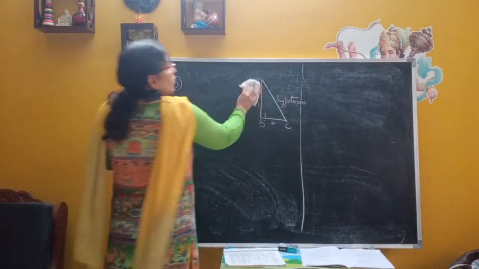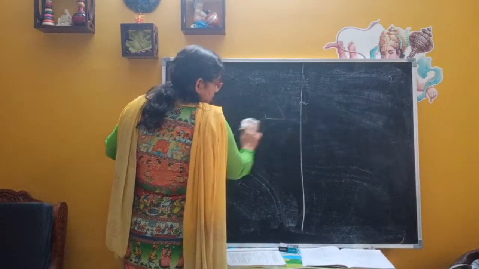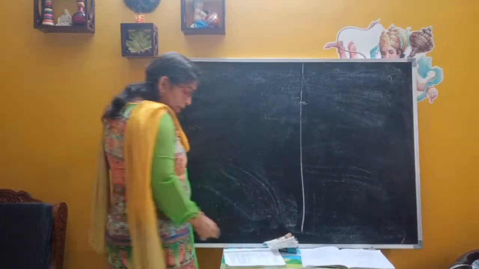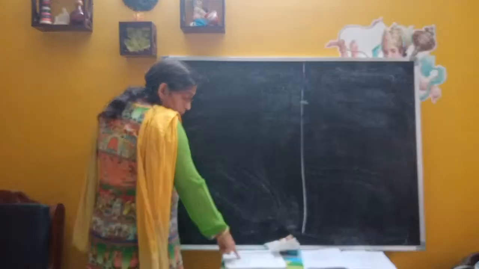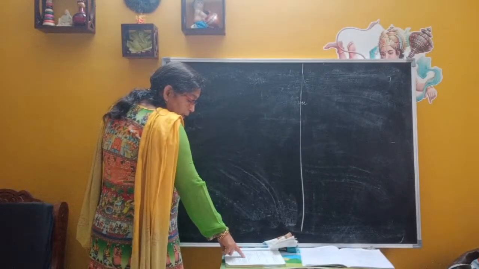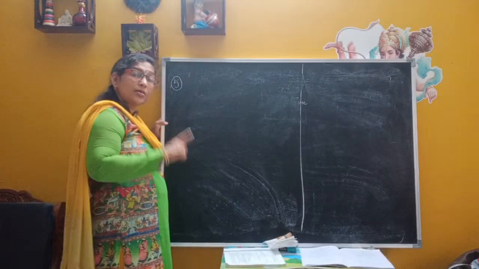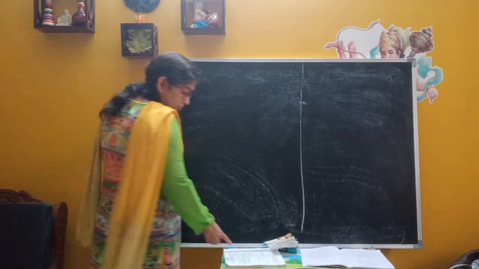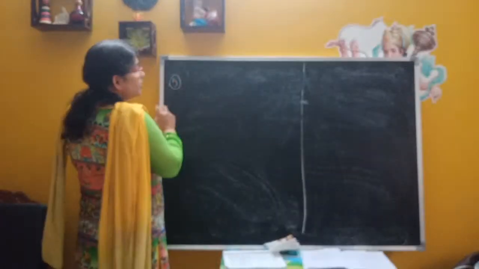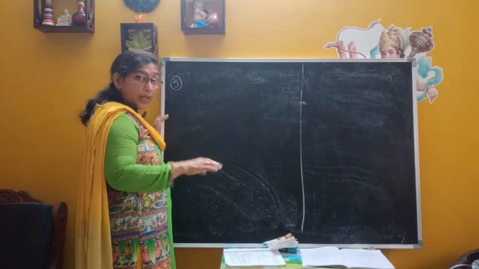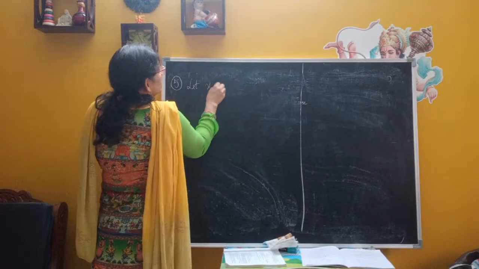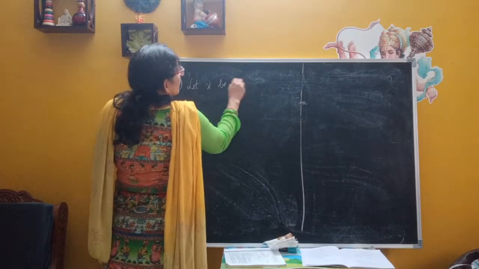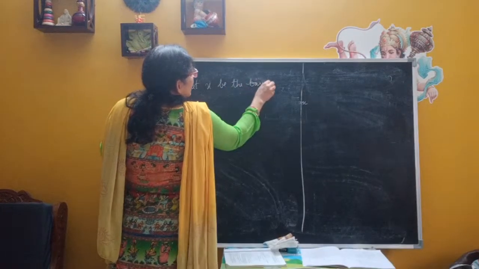So let us write now. Which one do we take as x? Altitude is given in terms of base. So let us take base as x. Okay, let x be the base, or we can take b itself, that is also fine. Okay, so let x be the base of the right angle triangle.